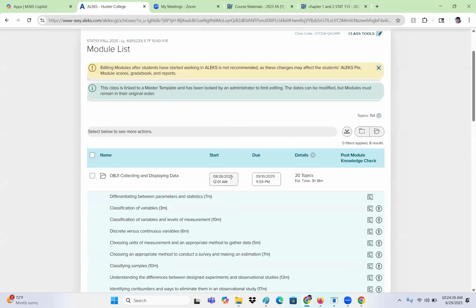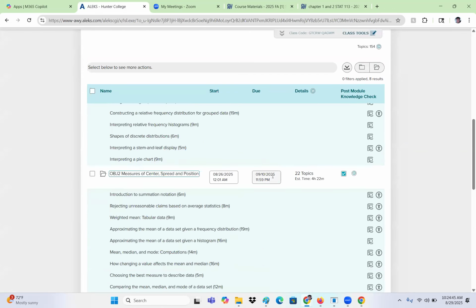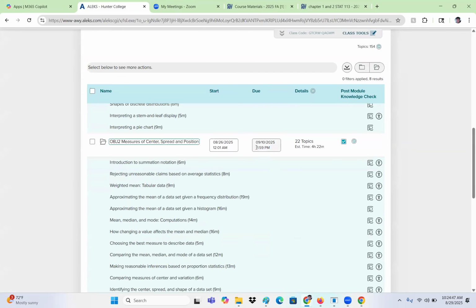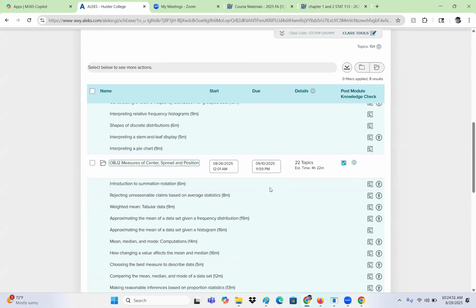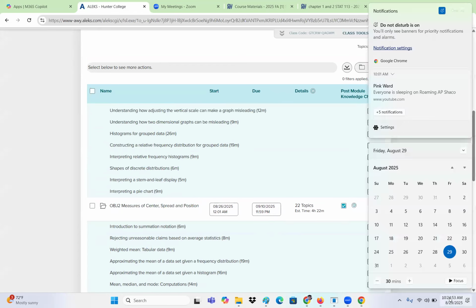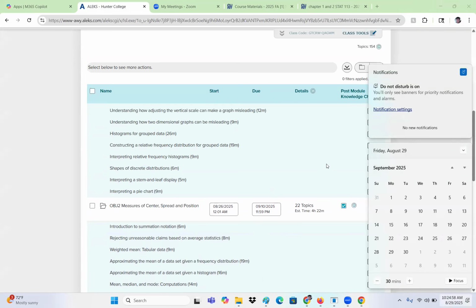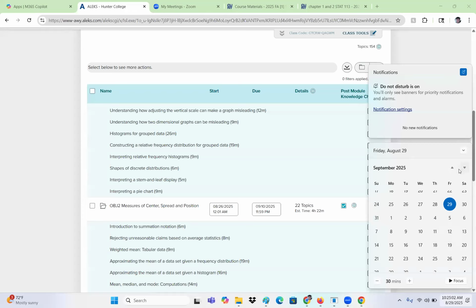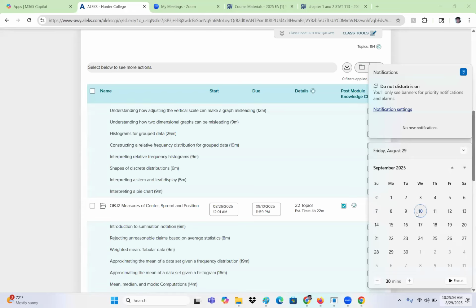It should be available on August 26th. So we must complete both objectives by September 10th. There's no extension for that, so I will keep on reminding you when the time comes, so we can have all of this done by September 10th. This is going to be on Wednesday.